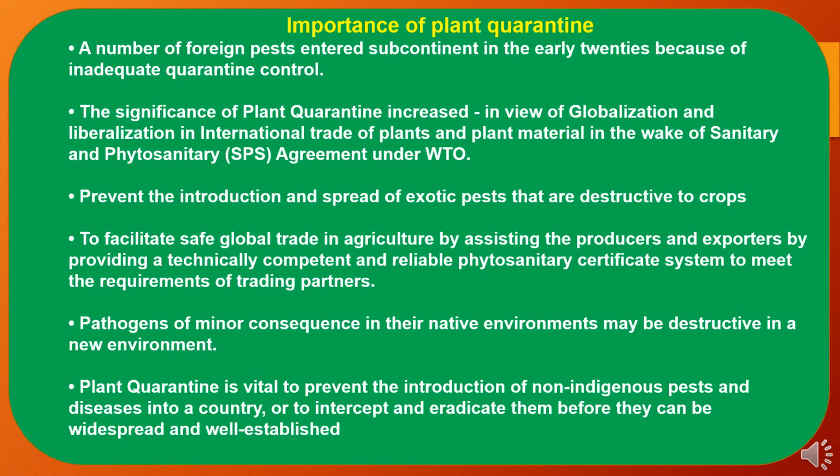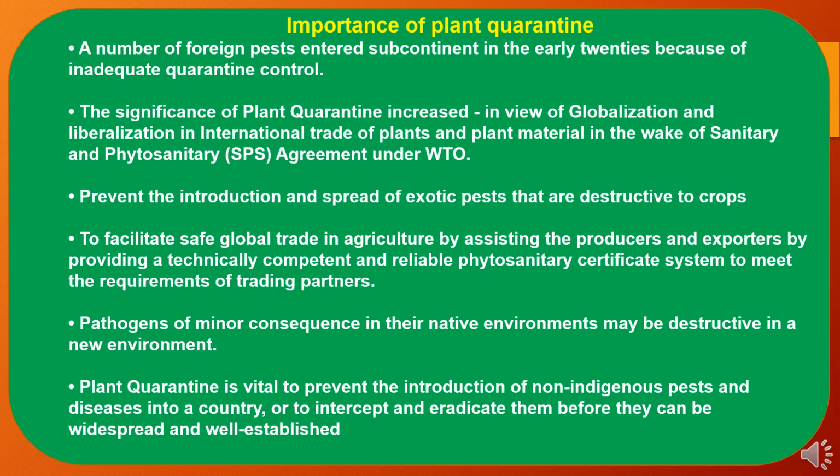It prevents the introduction and spread of exotic pests that are destructive to crops by regulating or restricting the import of plants and plant products. Plant quarantine is needed to facilitate safe global trade in agriculture by assisting the producers and exporters by providing a technically competent and reliable phytosanitary certificate system to meet the requirements of trading partners.